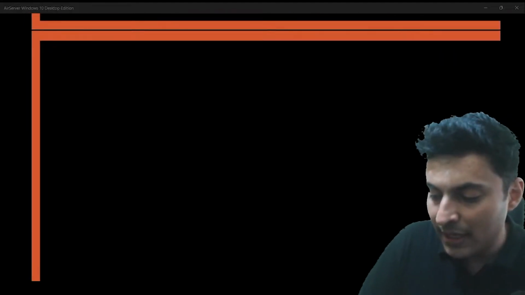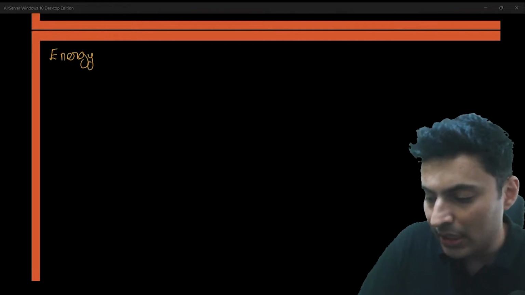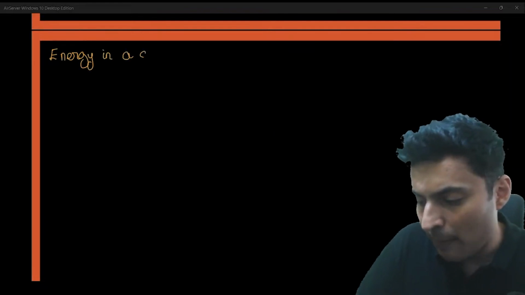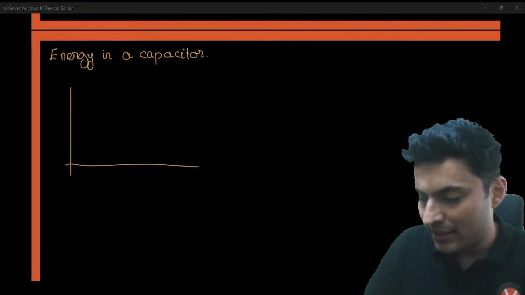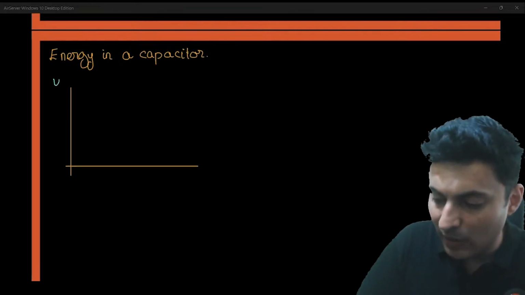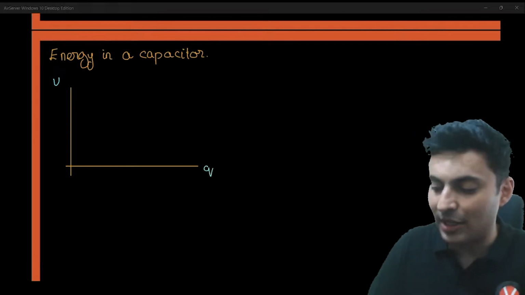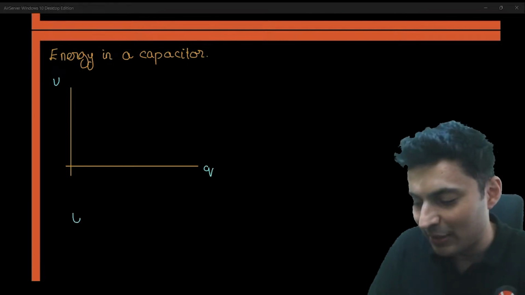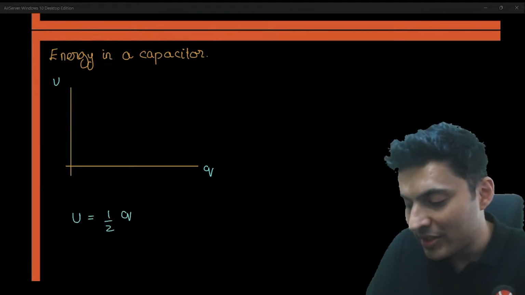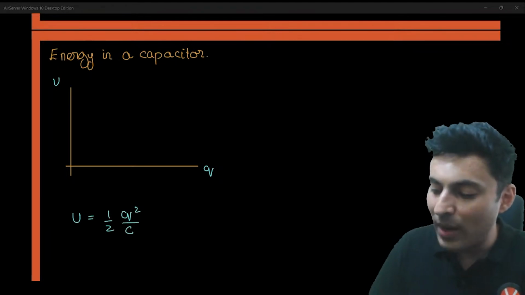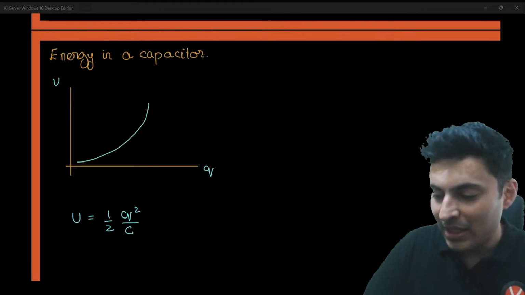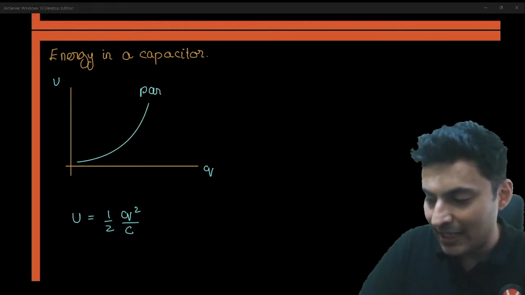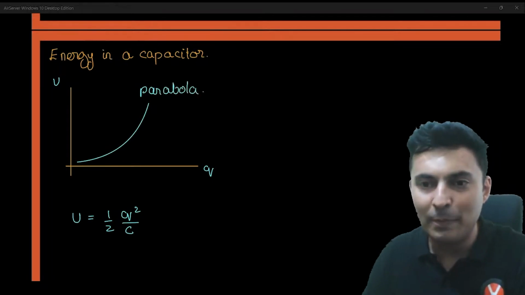How does the energy stored in a capacitor vary? How will that graph look like? Well, say for example, I draw energy versus the charge graph. Remember, the formula is half Q square by C. U is proportional to Q square. That means it will be a parabola. Exactly, it will be nothing but a parabola.